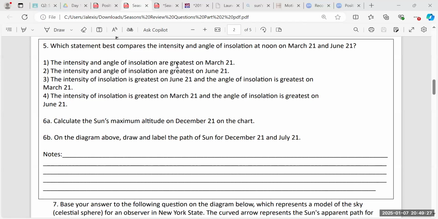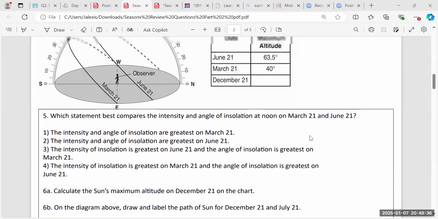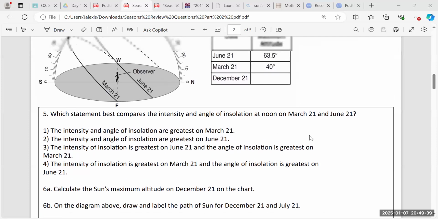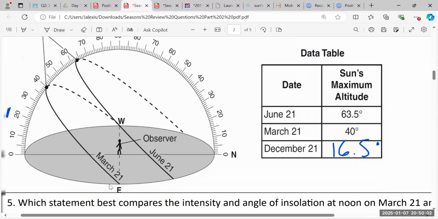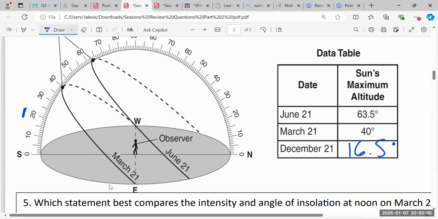All right, 6B. On the diagram above, draw and label the path of the sun for December 21st and July 21st. I'm going to start with December 21st. Remember in the previous problem, we found that the sun's maximum altitude is 16.5 degrees. So I'm going to look here for 16.5 degrees, which when I zoom in, looks to be somewhere around here.